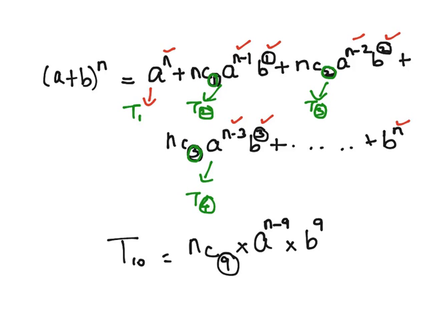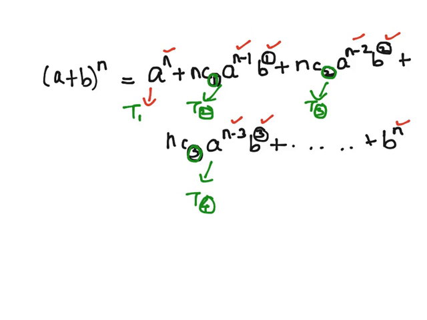Good. So what if I want to find, let's say T21, then definitely you will have nC20 here. Power of b will be same as this 20, and the power of a and b will add up to n, so it will be n minus 20.